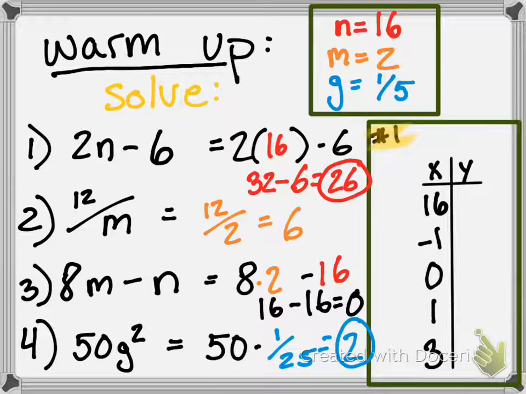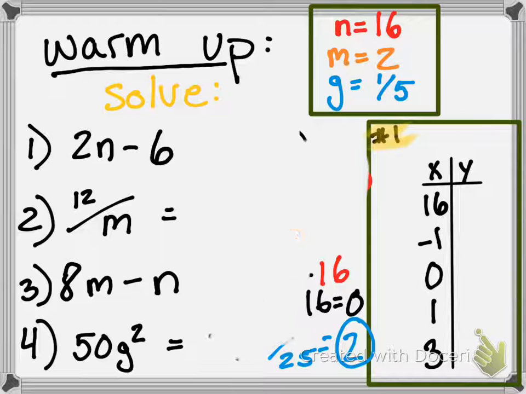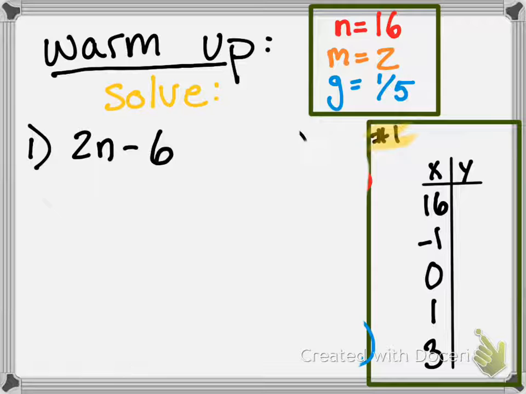But now I want to take a second just to look at this. For number 1, we can also do this as a T-chart. Sure, we were given this information up here, but multiple numbers work. It's just that's what we were given. So for that number 1 problem, if we're looking just at that 2n minus 6, I want to plug in all these other numbers. We already did 16. When we did 16, we got 26, right? Yeah.